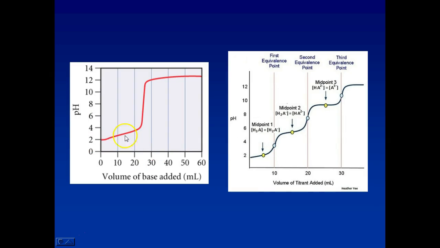So this is what happens with a monoprotic acid when you titrate it. It will only have one of these little flat areas, and that's where all of the acid and base are used completely. It's called the equivalence point. When you have a polyprotic acid, you'll see that you have multiple equivalence points and multiple midpoints or halfway points because you have multiple hydrogens that can be removed.